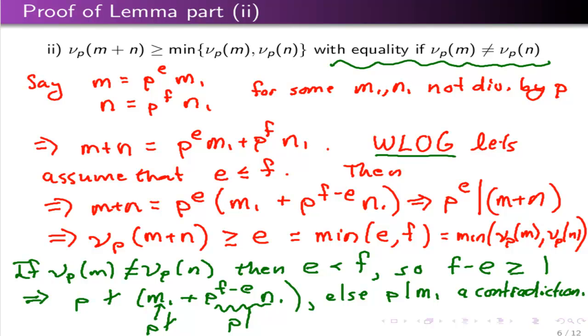So what do we conclude here? Therefore, if p is not a divisor of this, then coming back up to star, we have the exact multiplicity of p dividing m plus n. So by star, nu p of m plus n equals e, which is the minimum of e and f, giving us the equality.